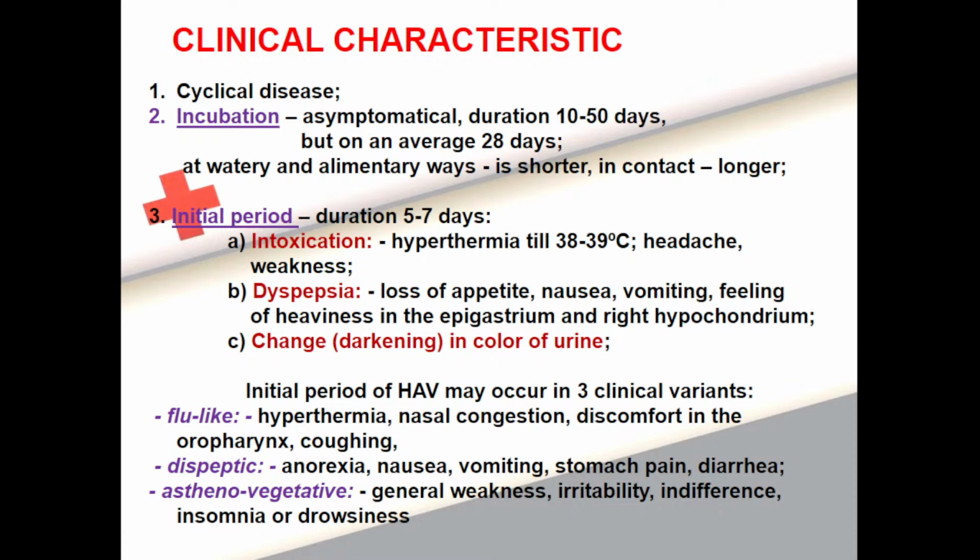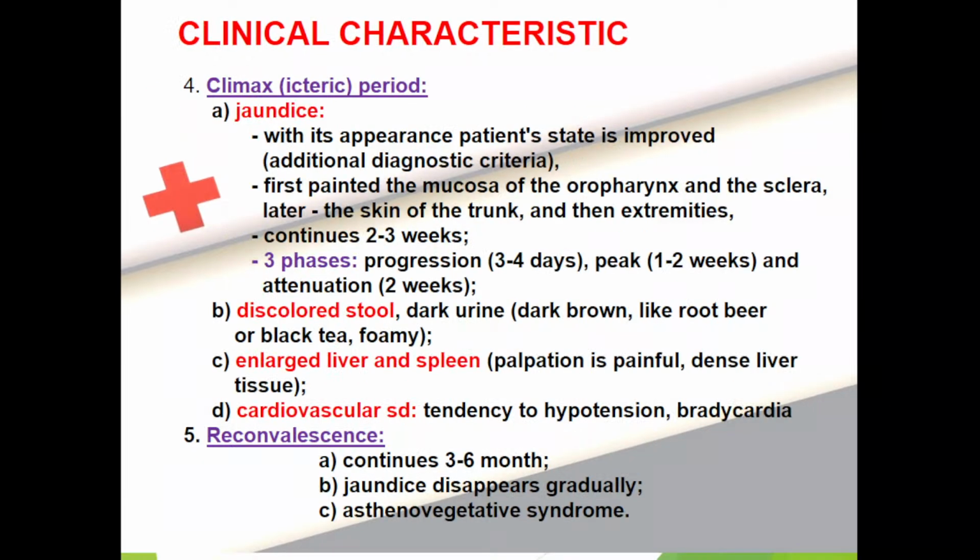Also, in this period, intoxication takes place: hyperthermia up to 38, 39, headache, weakness. Dyspepsia may be present: loss of appetite, nausea, vomiting, feeling of heaviness in the epigastrium and right hypochondrium, and darkening of the color of urine starts. Again, in the anicteric form, changes in the color of urine will of course be absent.